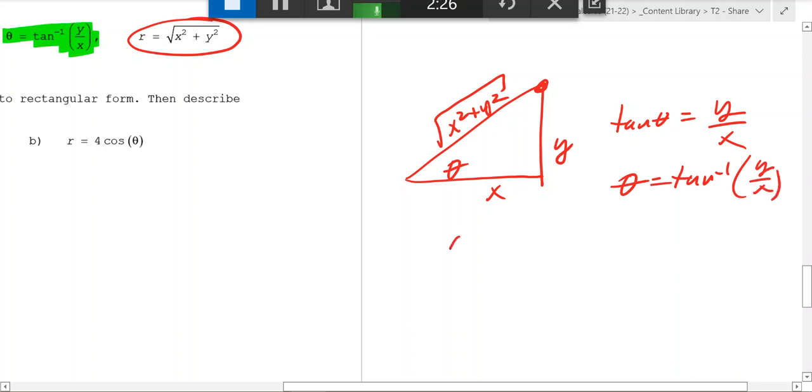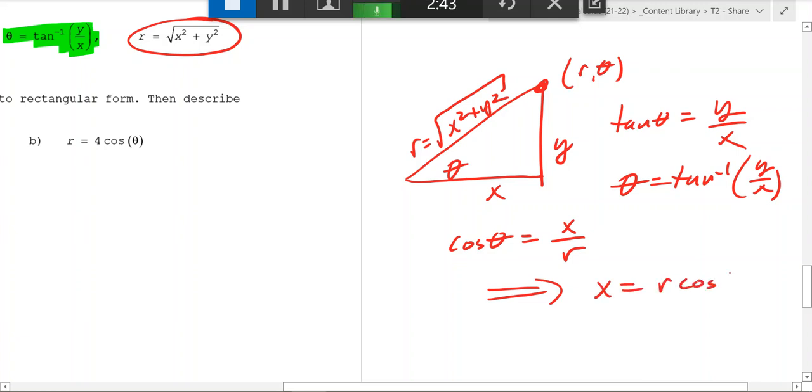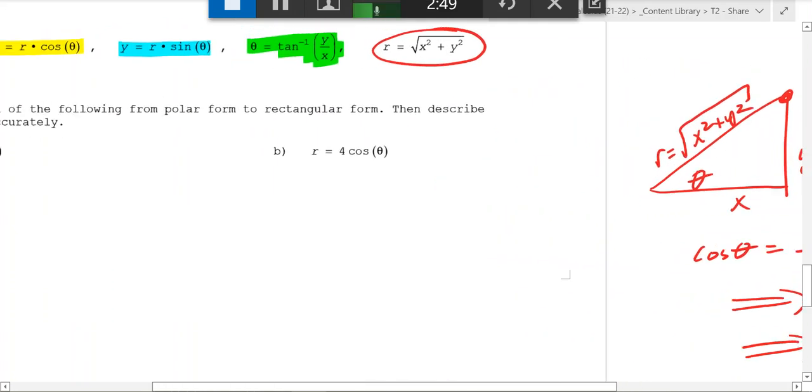And then you also know that this is r, right? That would be that distance. So it's (r, theta) right here. Cosine of theta is the adjacent side over the hypotenuse. That tells you right there that x is equal to r cosine theta. And similarly, it also tells you that y is equal to r sine theta. So again, that's where they come from. It's important to know that.